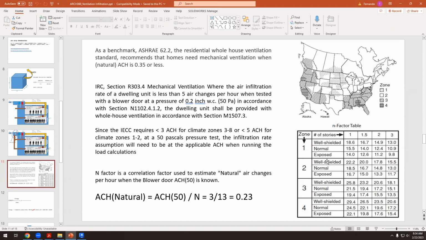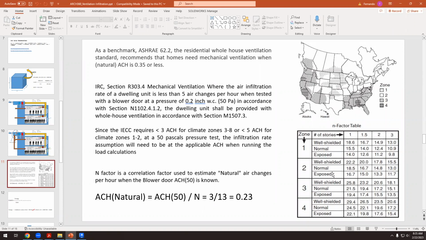Well-shielded is when we are in the middle of a city, downtown, with attached buildings. Those are well-shielded buildings. And the rest of buildings are normal. Okay, so if we are analyzing a building in Main Street, I would say that it's well shielded because we have buildings around, so it's protected against the wind.